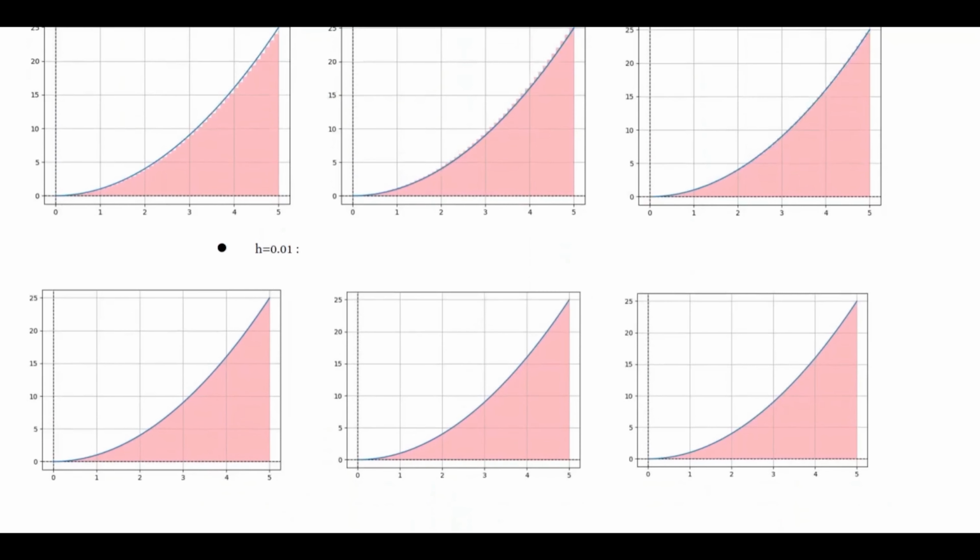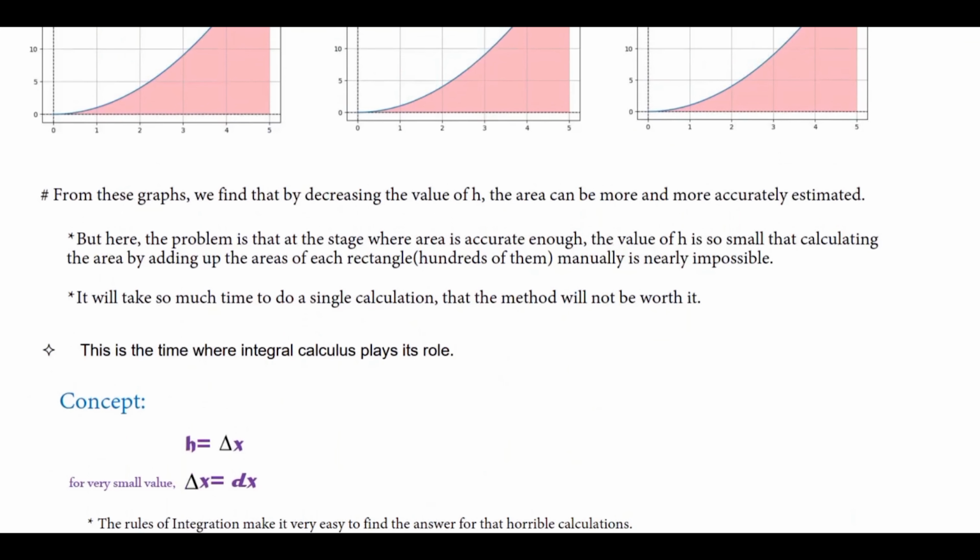See that the irregularities that were visible in the above graphs have also now vanished. From all these graphs, we can conclude that when we decrease the value of h further and further, we can approximate the area under the curve very accurately. But here is some problem.